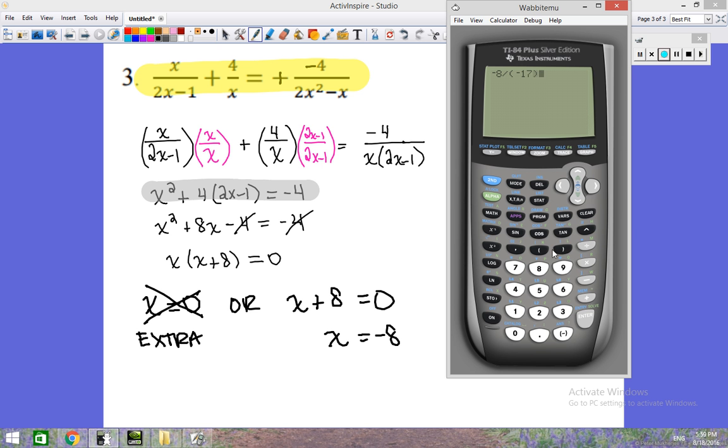If you wanted to, you could have let the calculator do the work and calculate that negative 17, but I did it. Like I say, there's some basic arithmetic that I'm capable of doing. 4 divided by negative 8. So on the left-hand side, I'm getting this ugly decimal number. Let's check and see if on the right-hand side we get that same ugly number.